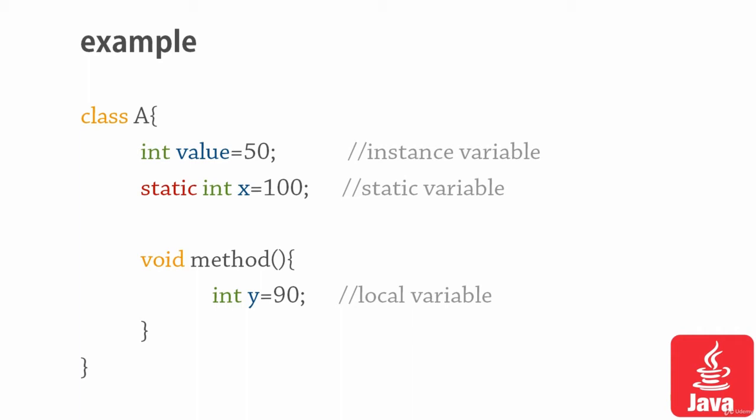In the later section, we have a method which is defined, a void method, and here we have the integer y equals x or y equals 90. So the variable y is a local variable of this method. And the above variables are not local, so they are called instance variables and static variables. Similarly, we can have a long range of instance variables, static and local variables throughout our program.